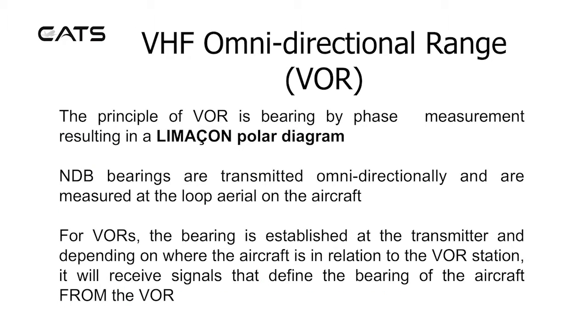The principle of VOR is bearing by phase measurement, resulting in a limaçon polar diagram. NDB bearings are transmitted omnidirectionally and are measured at the loop aerial on the aircraft. For VORs, the bearing is established at the transmitter, and depending on where the aircraft is in relation to the VOR station, it will receive signals that define the bearing of the aircraft from the VOR.